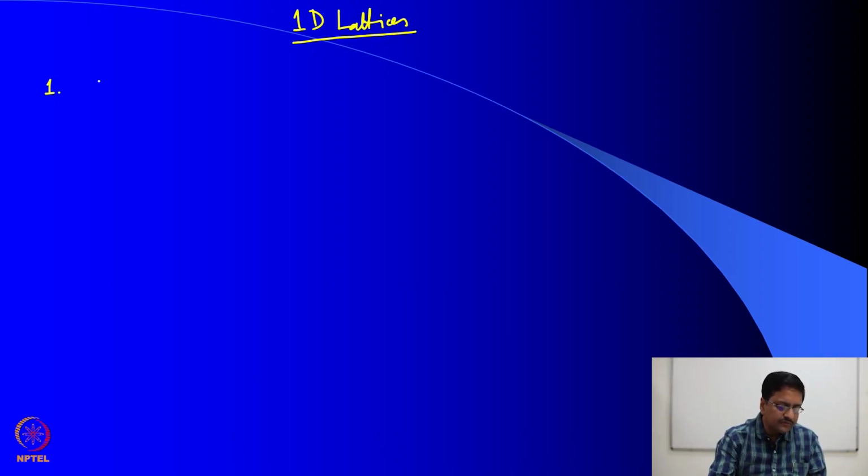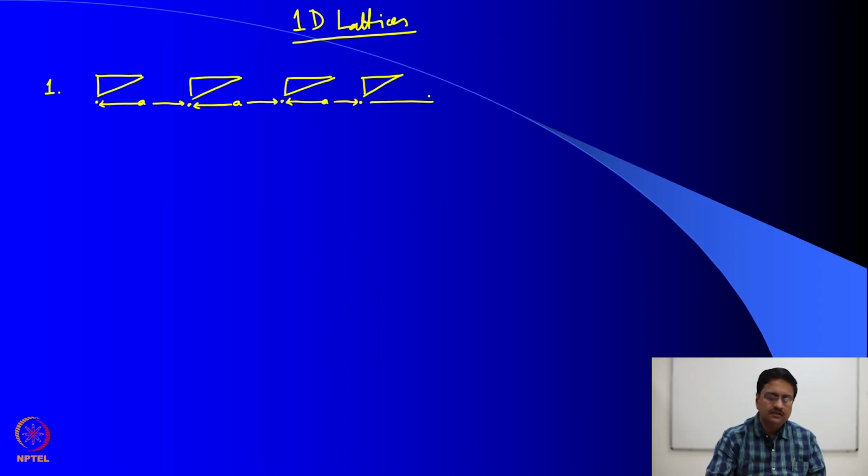So the first type of 1D lattice has only translational symmetry, which means the object is only translated in one particular direction, the way I am doing. So from point to point to point to point, the translation is the same. So here you have only one fold axis of symmetry, that is translational symmetry.